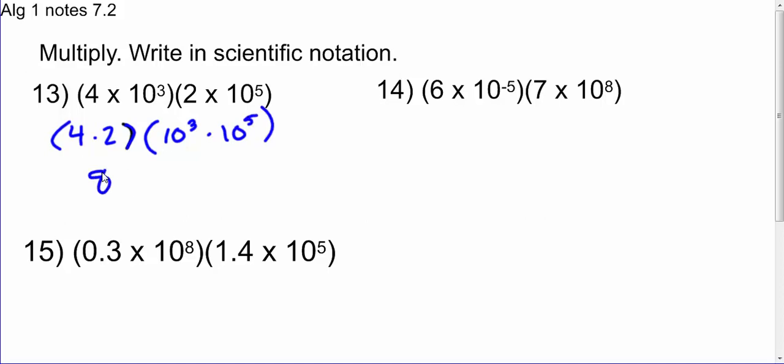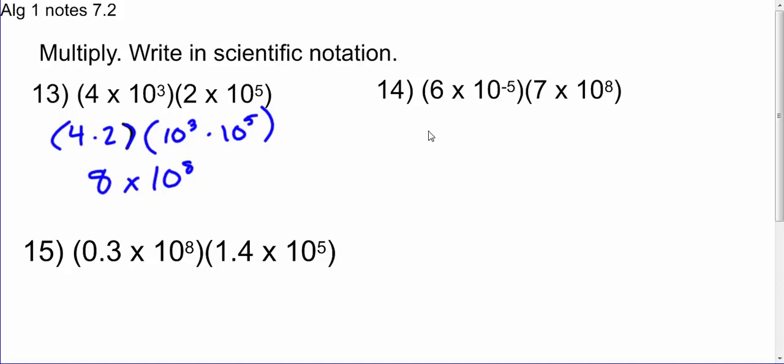So this would be 8 times, and we usually use that x with scientific notation. I don't know why. I don't like it, but I do it because that is the accepted practice, so we'll roll with it, and someday I'll get that changed. But for now, we'll use the x. So 8 times 10 to the 8th.